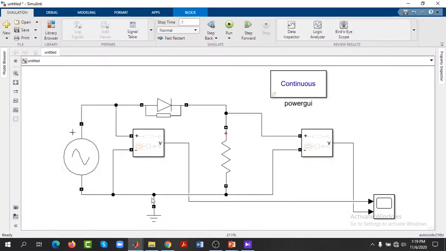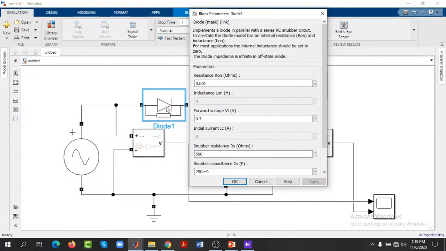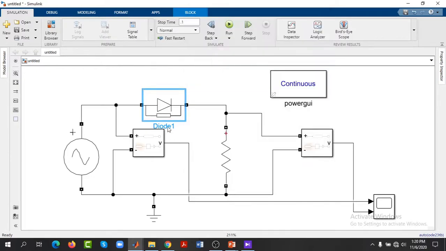Now for further analysis, let's see the amplitude of the input signal. Here, as you see, the peak amplitude of the input signal is 1. The forward voltage of this diode is 0.7. That means above this voltage the diode will be turned on, and below this voltage the diode will be turned off.